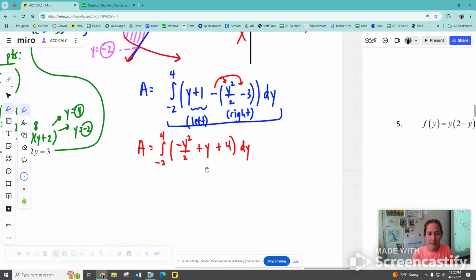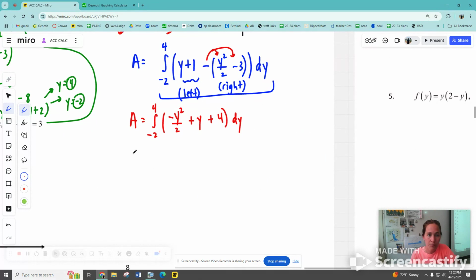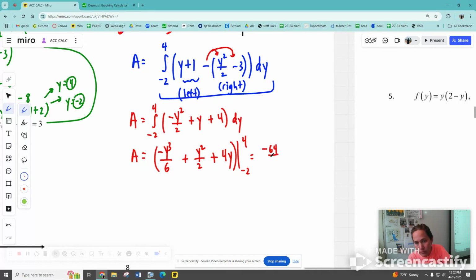So we will take an integral. Area equals, let's take this up a power, negative y cubed over 2, but then over 3, so divided by 6. Plus y squared over 2, and then plus 4y. You are going to plug in 4, subtract what you get when you plug in negative 2. So 4 goes first, negative 4 cubed over 6, plus 4 squared over 2, plus 4 times 4.